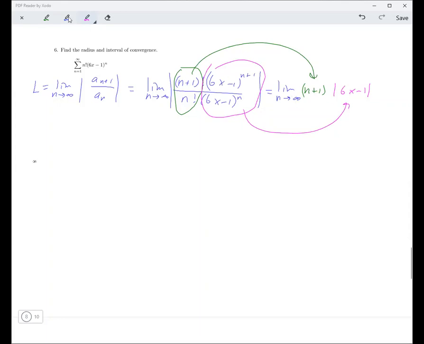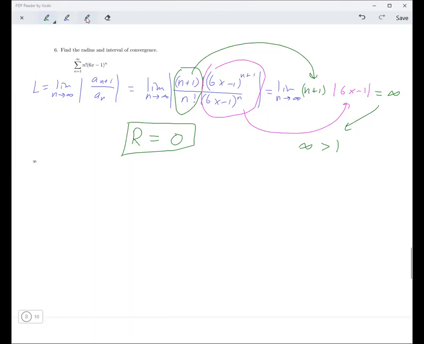Okay, now as n goes to infinity, this is going to go to infinity. So that means that the radius of convergence is going to be 0, because infinity is always greater than 1. And it's going to be infinity for every value of x. So the radius of convergence is going to be 0.